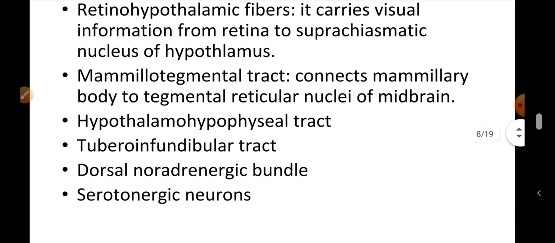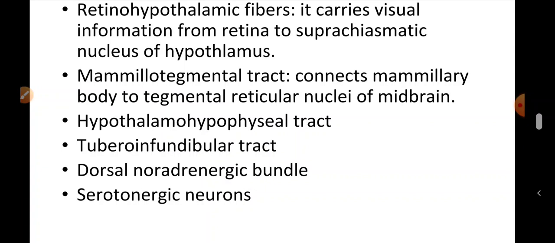Then the hypothalamo-hypophyseal tract. So it connects the hypothalamus to the pituitary. Then the tubero-infundibular tract. Then we have the dorsal noradrenergic bundles: the ventral anterior bundle and the dorsal posterior bundle.